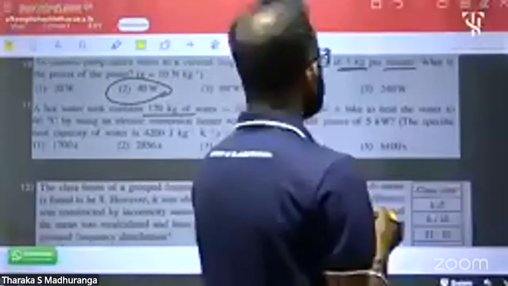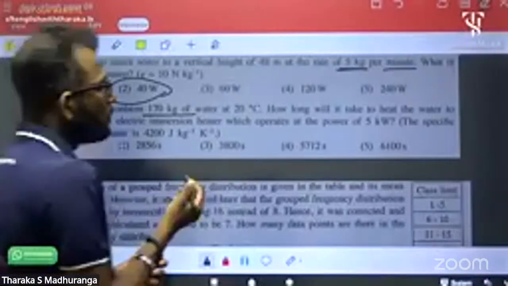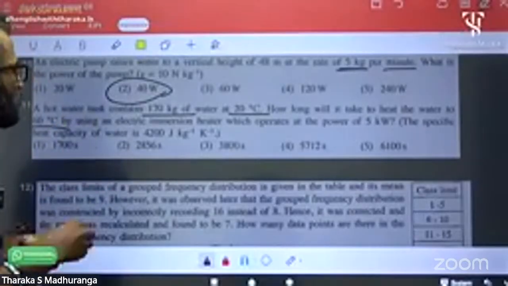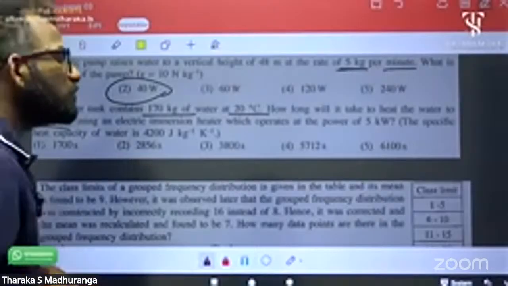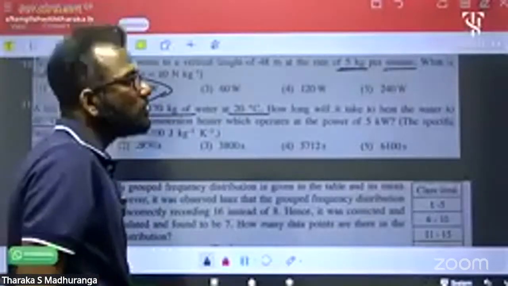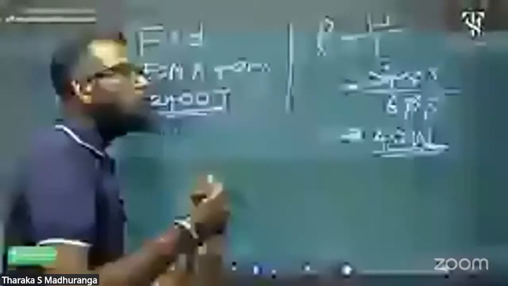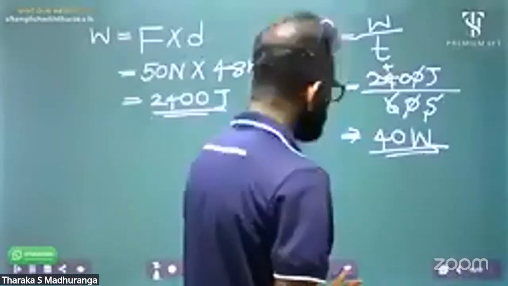Okay, the water tank contains 170 kilogram of water at 20 Celsius. How long will it take to heat the water to 60 Celsius? From 20 Celsius to 60 Celsius, how about the temperature difference? 40 Celsius. Using electric immersion heater which operates at power of 5 kilowatt. The specific heat capacity of water is given.